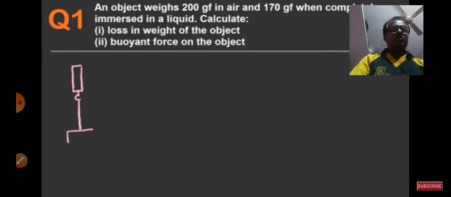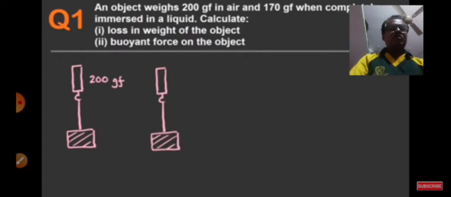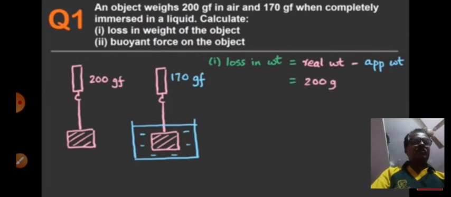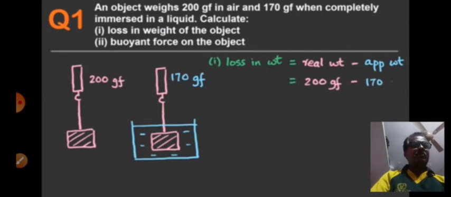The object is weighed in air, let's say with the help of a spring balance, and the weight of the object in air is 200 gram force. Now, when this same object is completely immersed in a liquid, as shown in the diagram, the weight is 170 gram force. As we saw in the video, the loss in weight is the real weight minus the apparent weight. The real weight is the weight in air, so it's 200 gram force, and the apparent weight is the weight in the liquid, that's 170 gram force. And if we subtract the two, we get the loss in weight as 30 gram force.